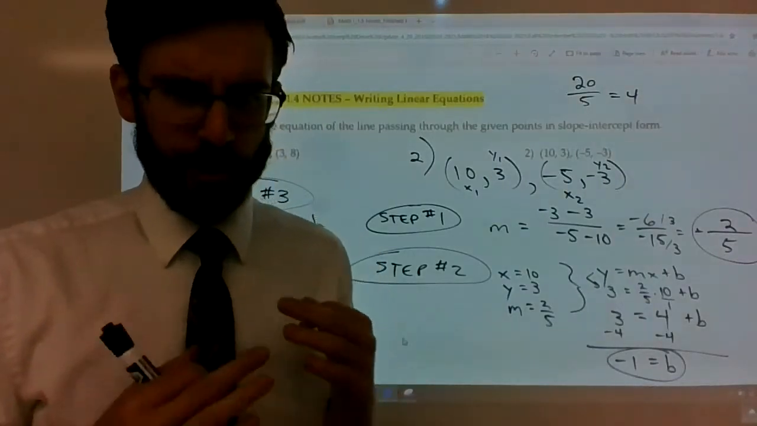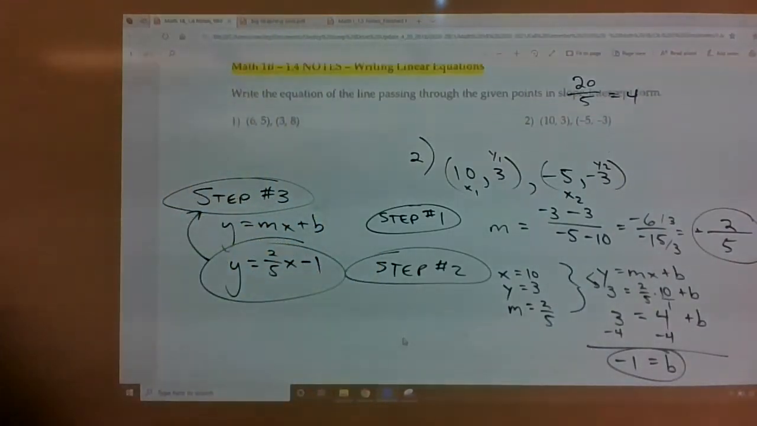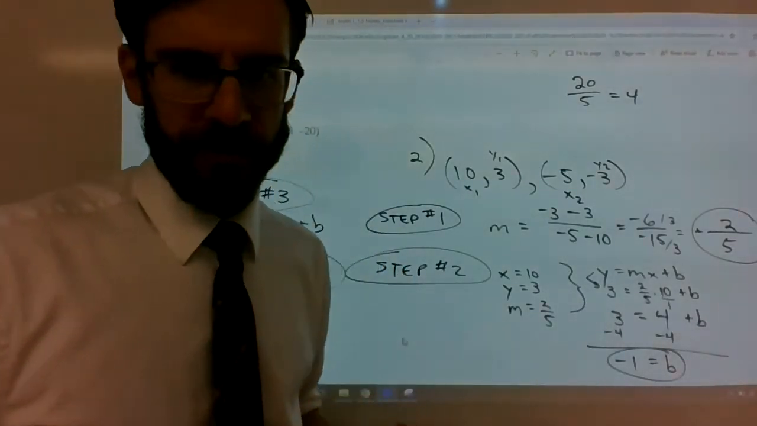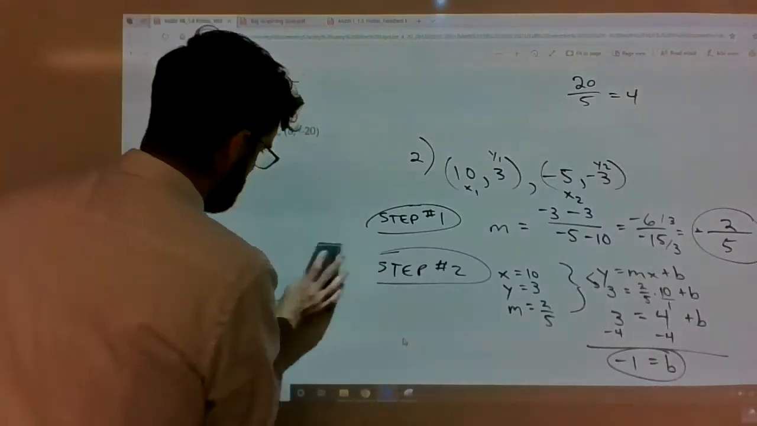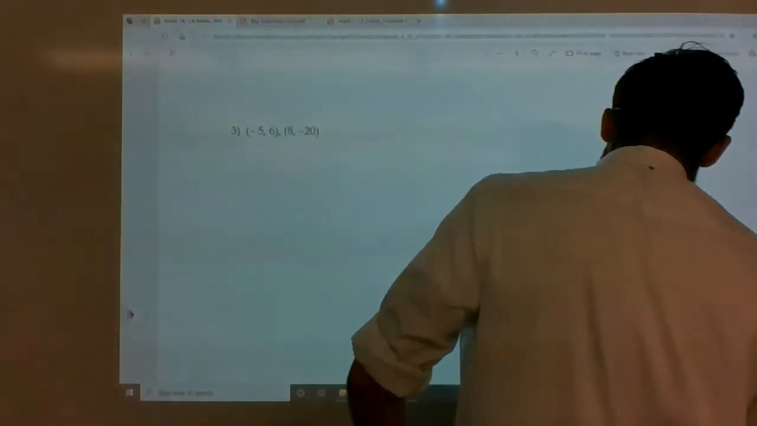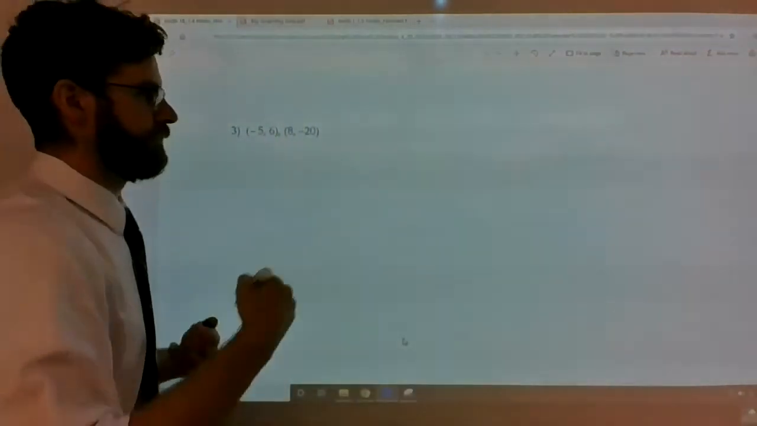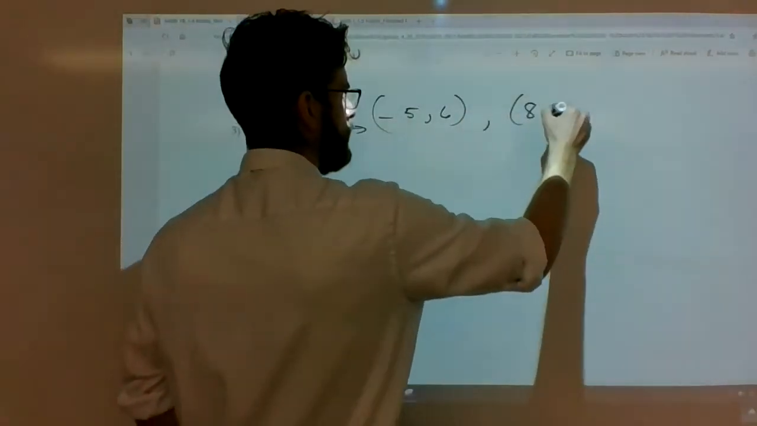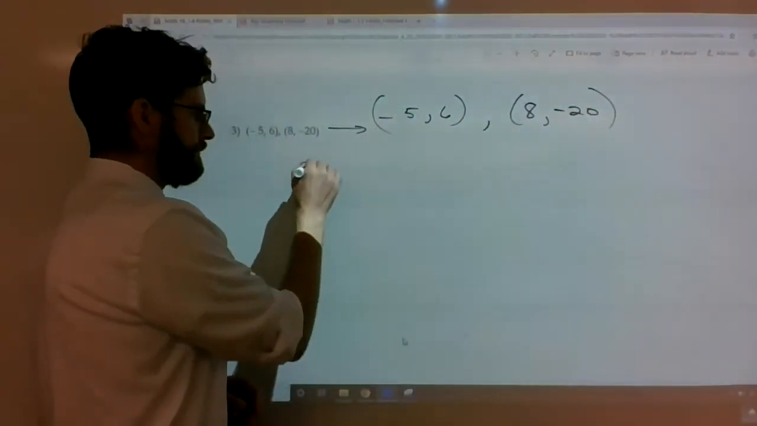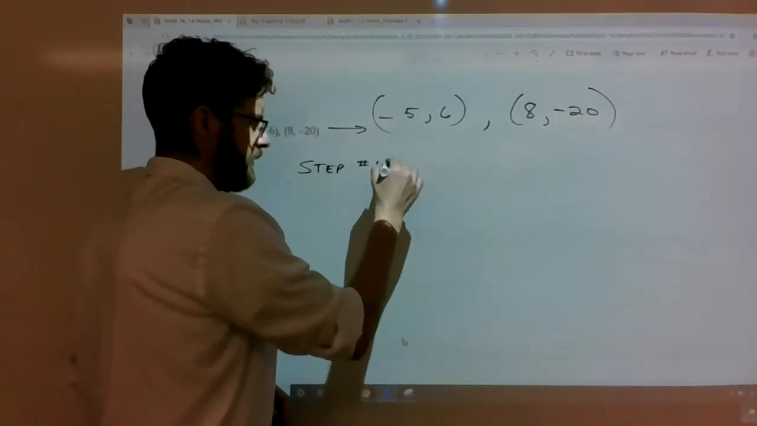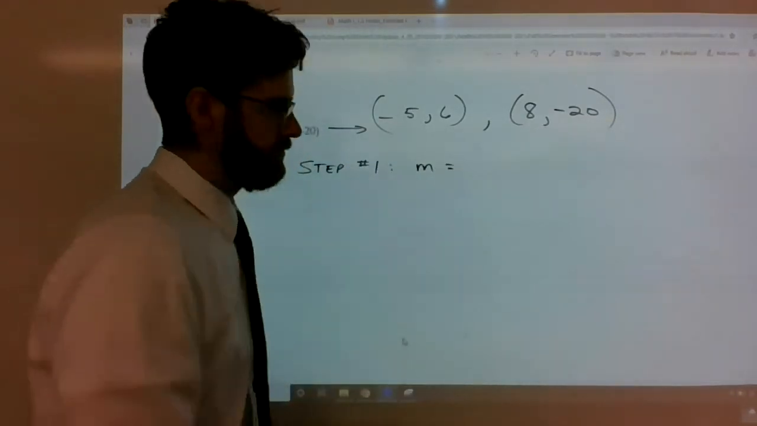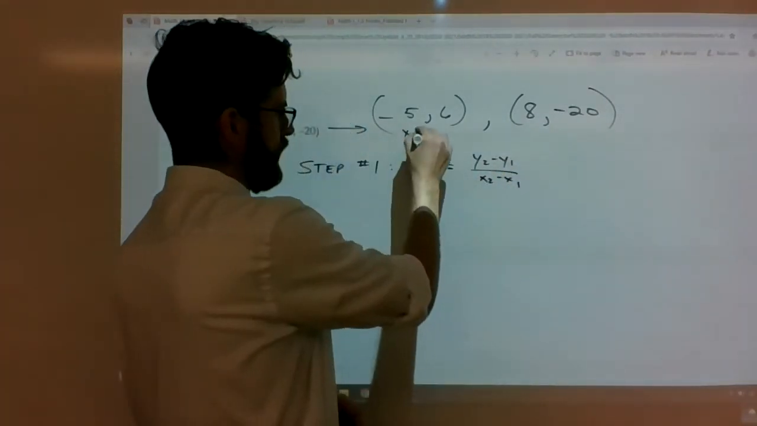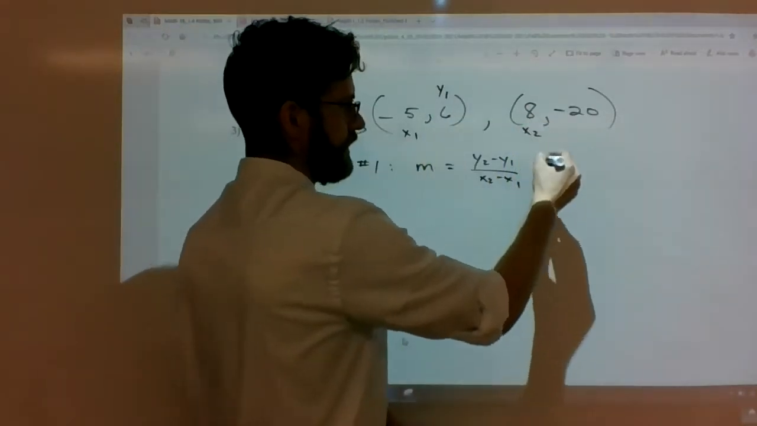Let's try some more practice. Let's do number 3, and see if this is starting to make a little more sense. Again, step 1, m equals y2 minus y1 over x2 minus x1. Here's x1. Here's y1. Here's x2. Here's y2.